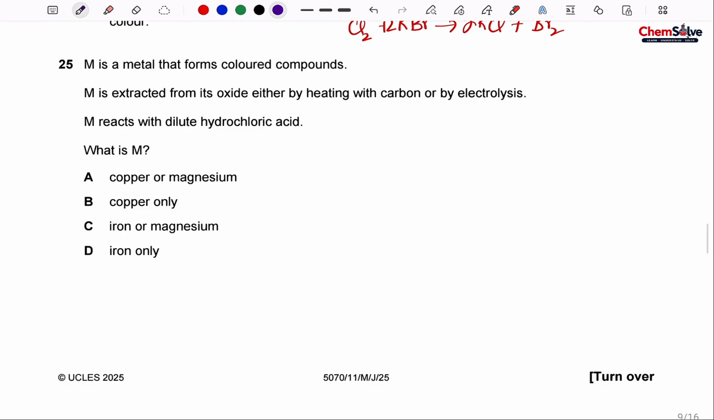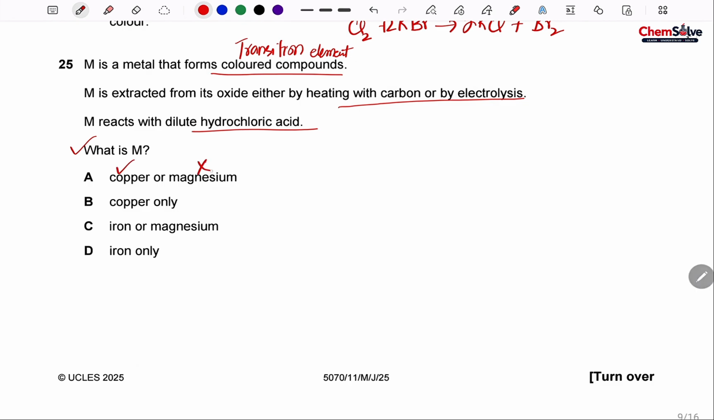M is a metal that forms colored compounds. If it forms colored compounds, then we are sure that it must be a transition element. M is extracted from its oxide either by heating with carbon or by electrolysis. M reacts with dilute hydrochloric acid, so it tells us about its position in the reactivity series. What is M? Copper or magnesium.